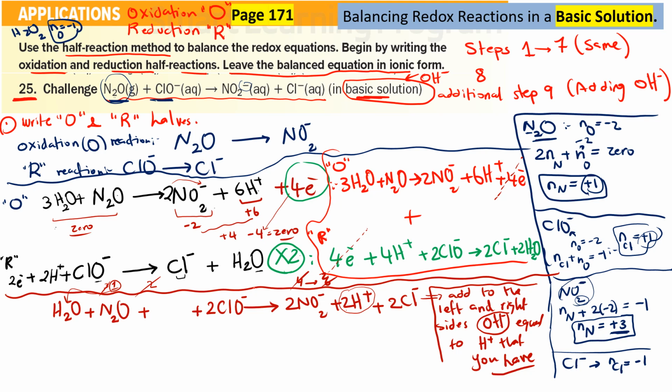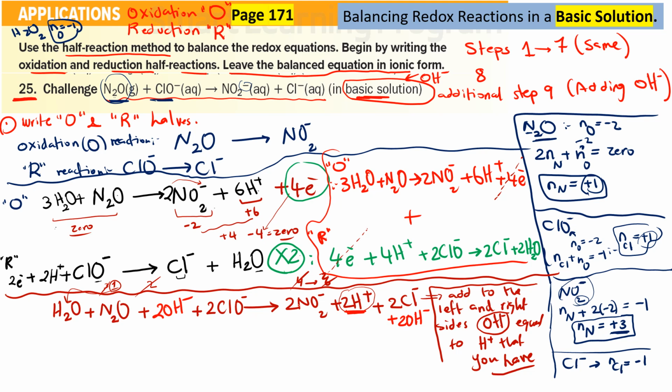Okay. So because you are in a basic solution, you add to the left and right side OH- equal to the H+ that you have. How many H+ do I have in the whole equation, after simplifying and cancelling what is similar on the right and left? 2. Right? So I will add here 2OH- on the right and here I will add 2OH-. This step is what we do in the basic solution.